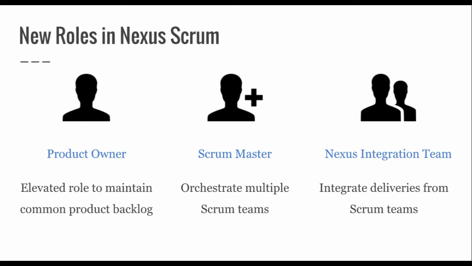So, Nexus Scrum brings in some new roles, new ceremonies or meetings, and new artifacts. The first one is a product owner. This is not a new role, but an elevated role with a responsibility to maintain the master product backlog. This backlog serves as an input to multiple sprint backlogs. The second role is Scrum Master. Again, this is an elevated role and the responsibility is to coordinate and guide multiple teams.